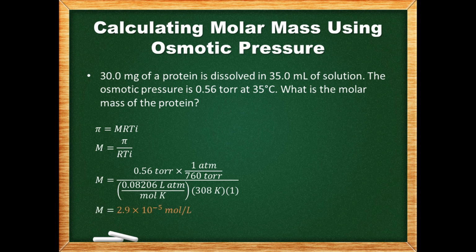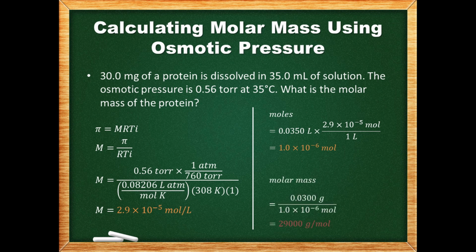Now that we have our molarity, we can use the volume of the solution to find the moles of the solute. Dividing the mass, which has been converted from milligrams to grams, by the moles of the protein yields the molar mass of the protein. 29,000 might seem like a large number, but this is reasonable for a protein. What we don't want is a molar mass that is less than 1, as hydrogen is the lightest element and has a molar mass of 1 gram per mole.